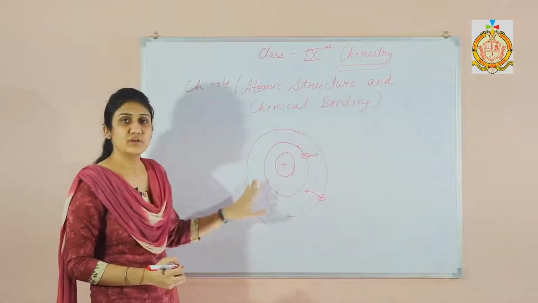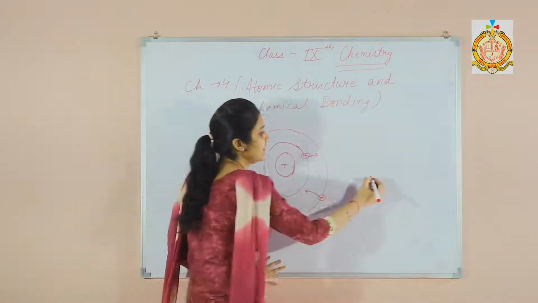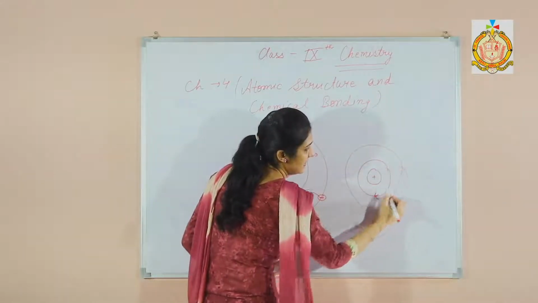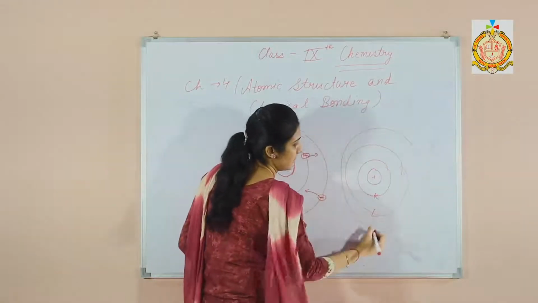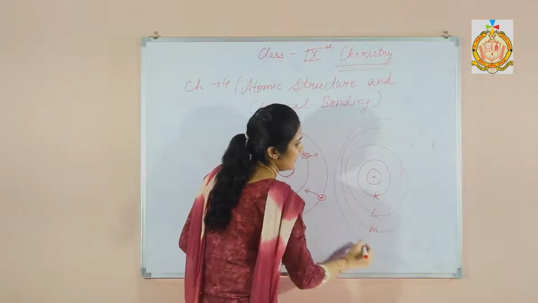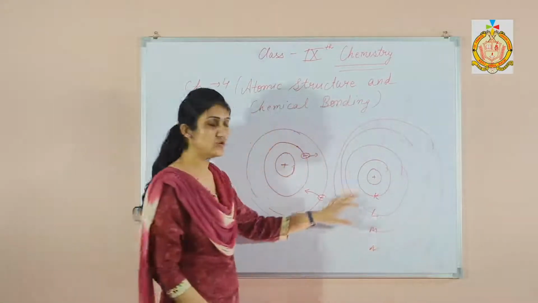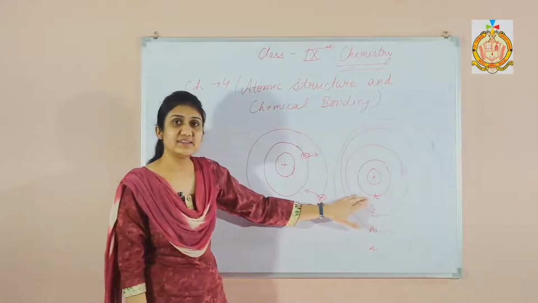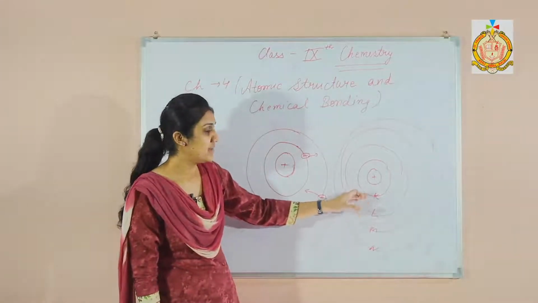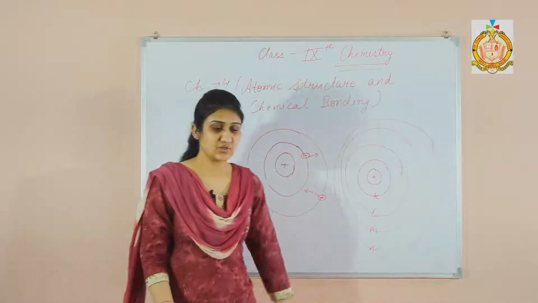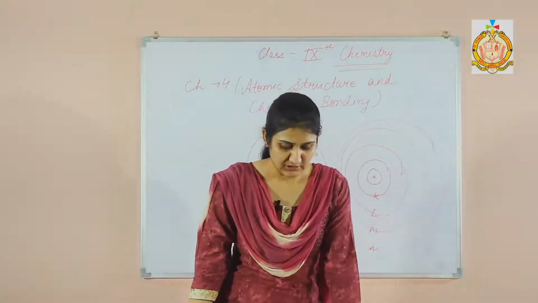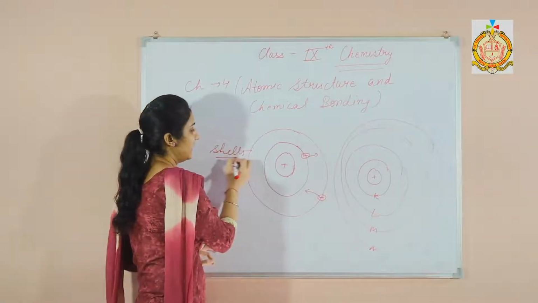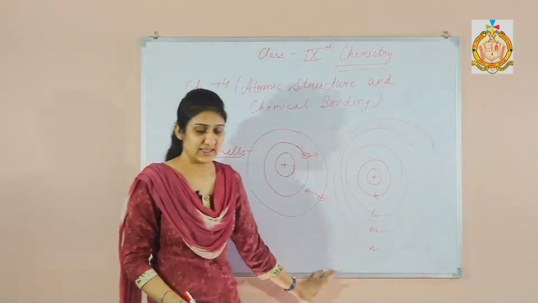So he defined the energy levels, and he called these energy levels K, L, M, N, and so on, or 1, 2, 3, 4 and so on. The energy level K is least, and after K there are higher energy levels. So this was Bohr's atomic model. He called the orbits shells and defined certain energy levels.